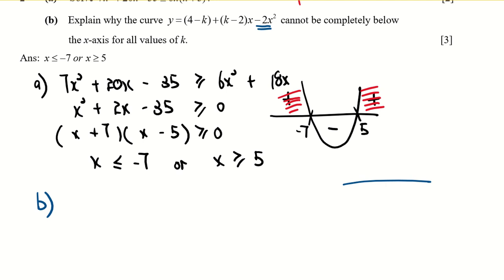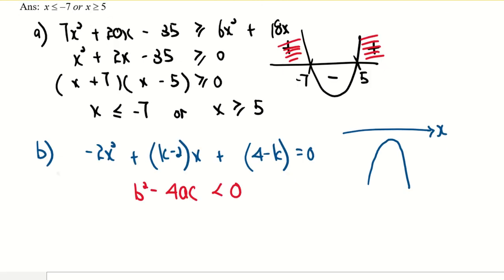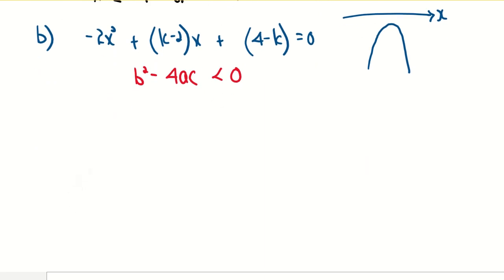Alright, so let's say I assume it's completely below the x-axis. This means that my N-shaped curve will not touch the x-axis. Since it doesn't touch the x-axis, it means that there is no intersection. Since there's no intersection, this means my discriminant is less than 0. So I'm going to assume there's no intersection if it's lying below the x-axis. Since there's no intersection, like I say, the discriminant is less than 0.